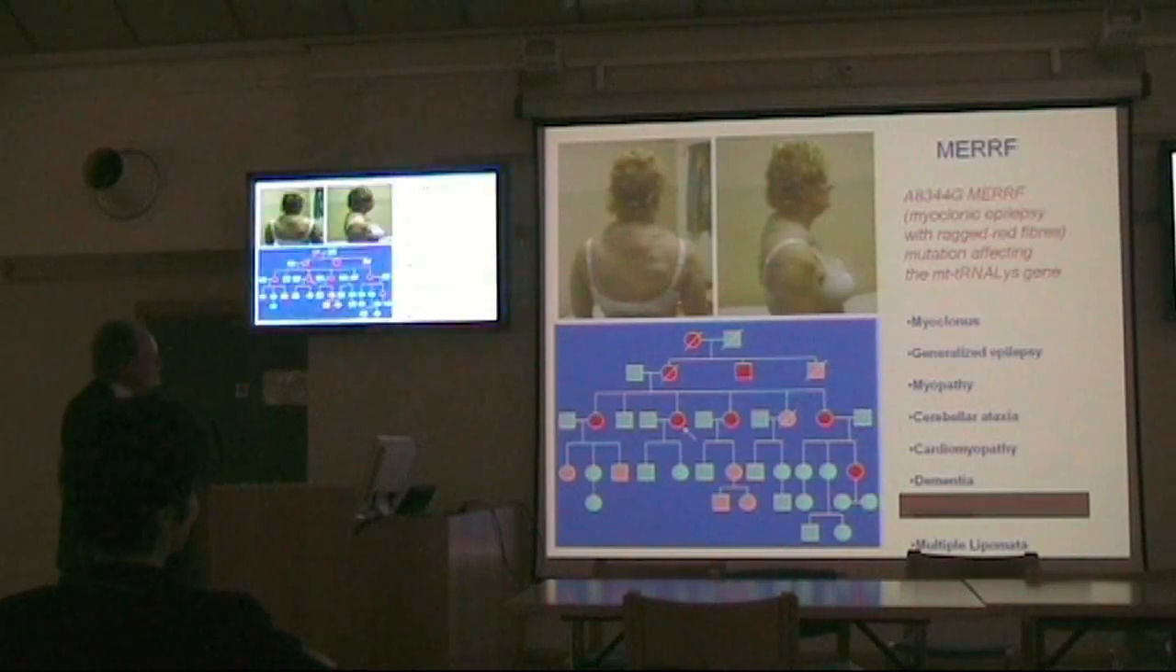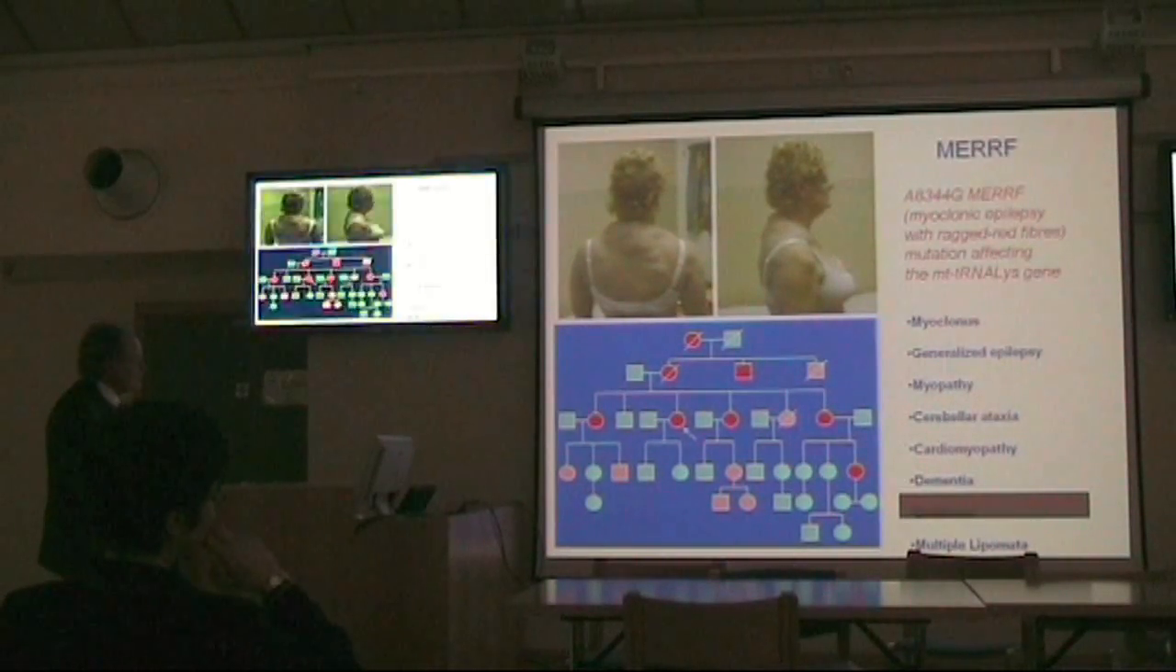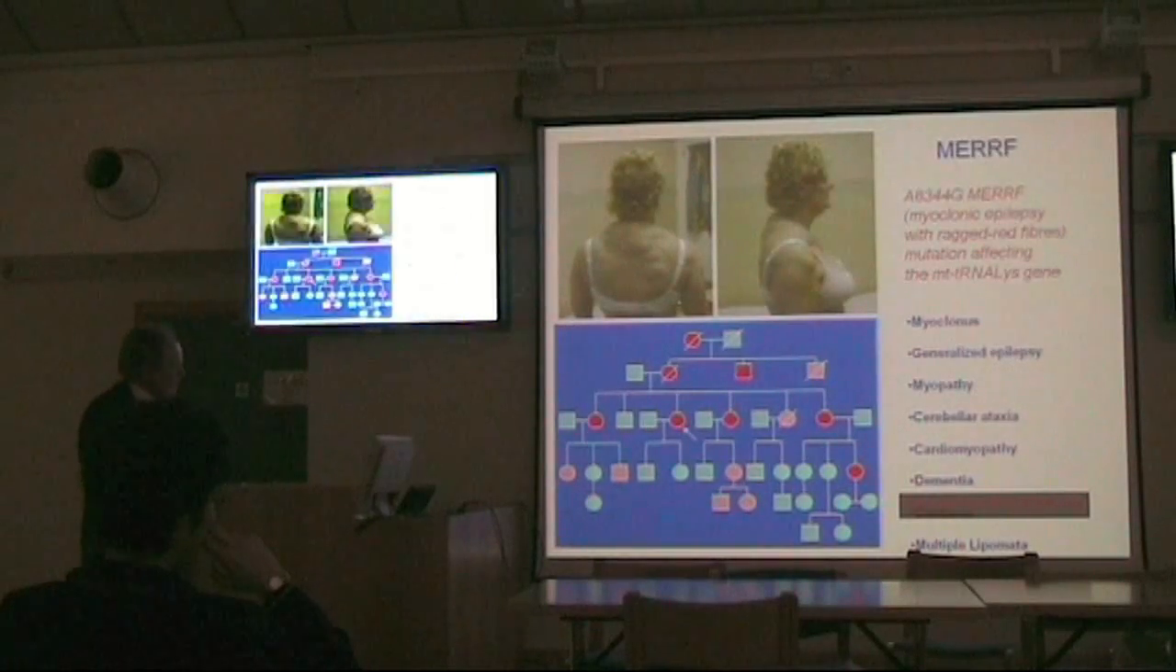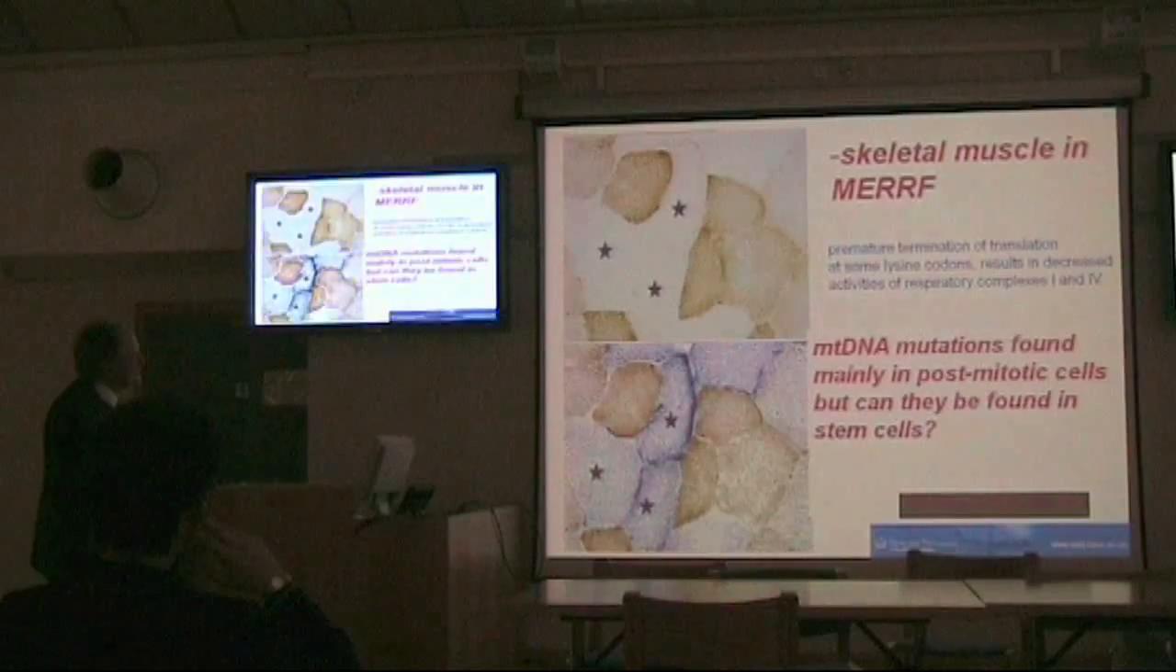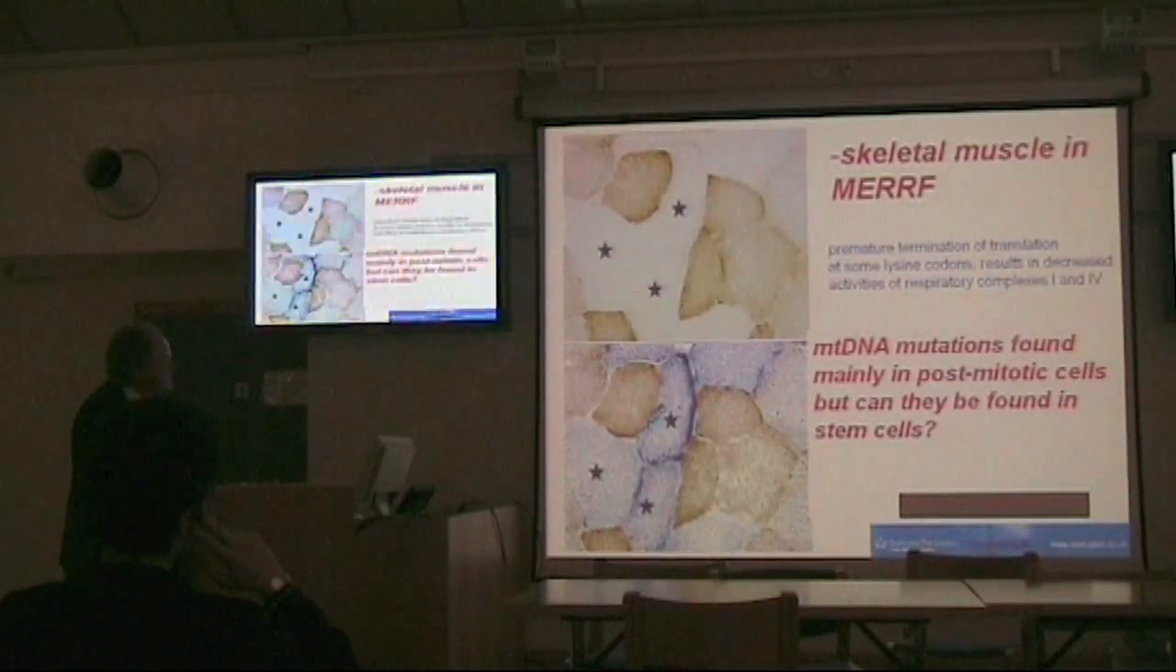This unfortunate lady has this complex syndrome where she's got an inherent mutation in the gene which encodes for transfer RNA to lysine, which is a mitochondrial gene. And she has all these unfortunate stigmata. And we see how this is inherited. And when you take muscle biopsies from these people, you can pick out very easily the mutated muscle fiber.